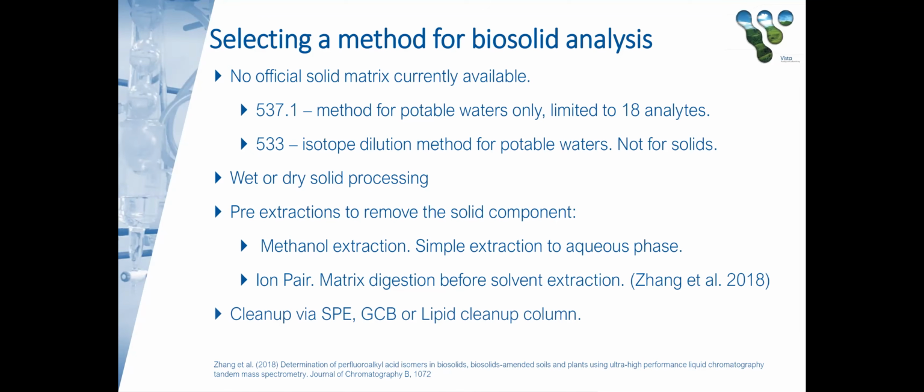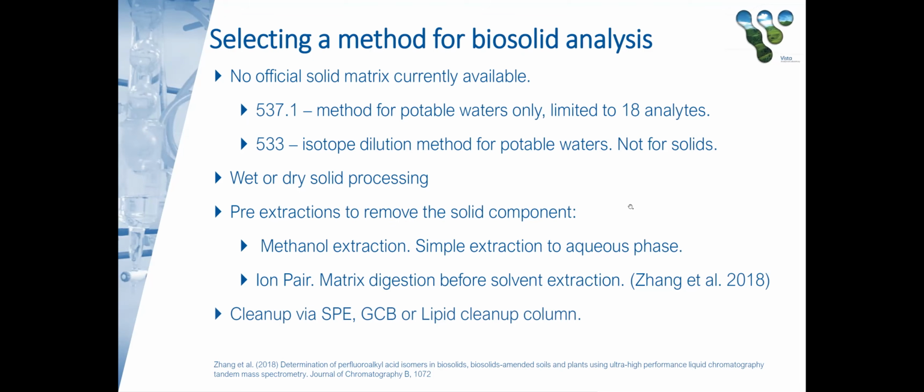So now we know isotope dilution is key, there are other considerations we must take. As I mentioned on the previous slide, there's not yet a published method that focuses on solid extraction for PFAS, less so for biosolids. So there's no solid matrix method available. The EPA methods published are 537.1, which is for potable drinking waters and is limited to 18 analytes. There's a new method, 533, that uses isotope dilution. But again, it's for drinking water samples and is not for solids.